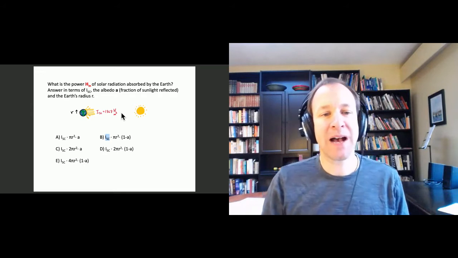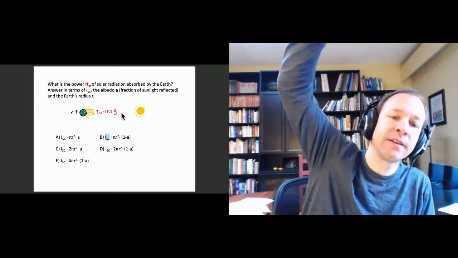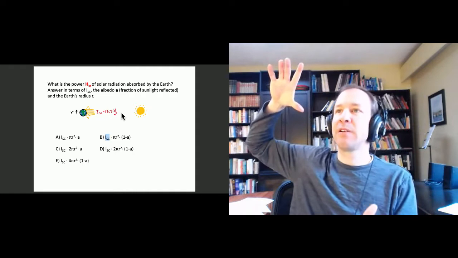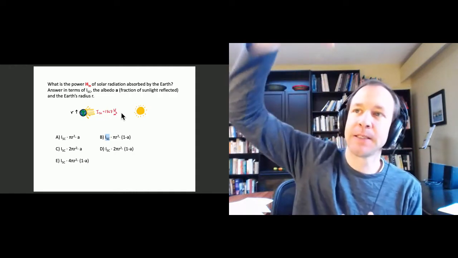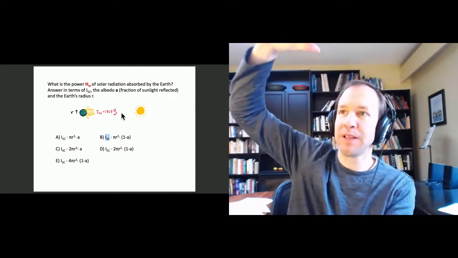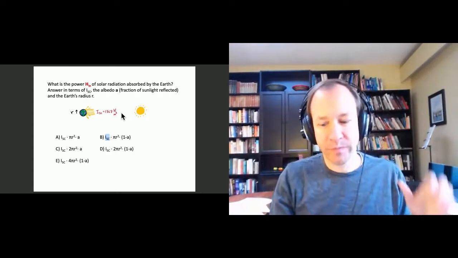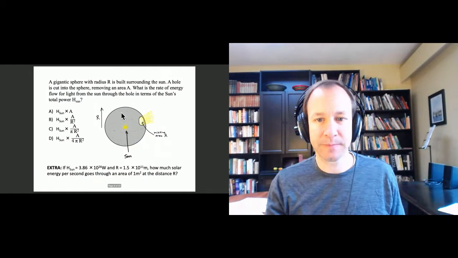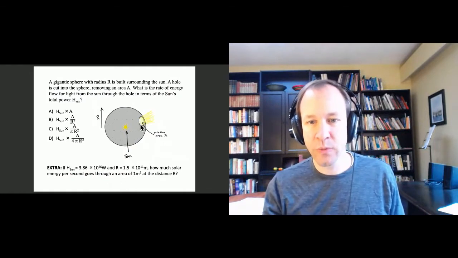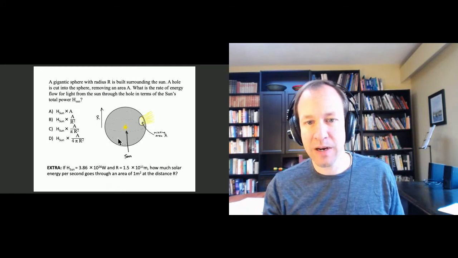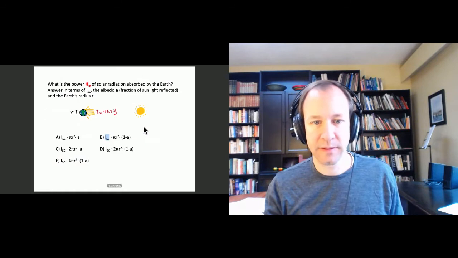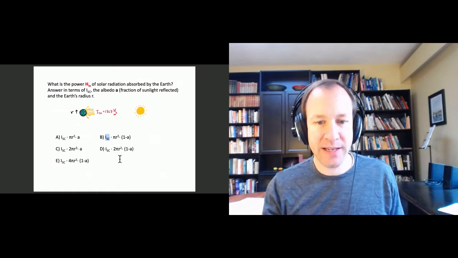To calculate the power absorbed by the Earth, we need to take into account how much area the Earth is blocking off of all this incident sunlight. Going back to this picture, we need to calculate the area of this part of the whole sphere that is blocked off by the Earth. Now there are various options for the area coming in here.